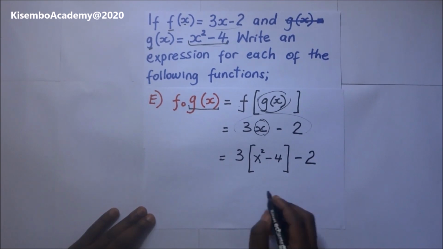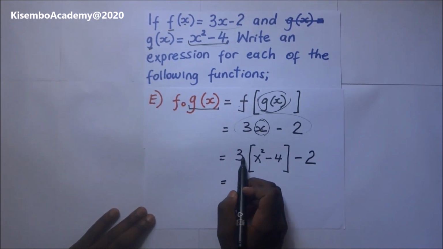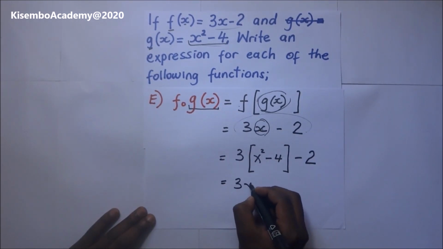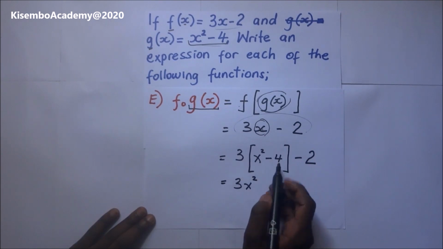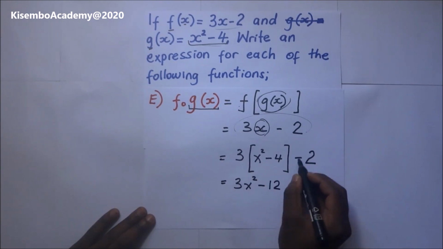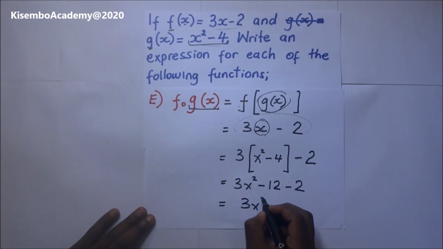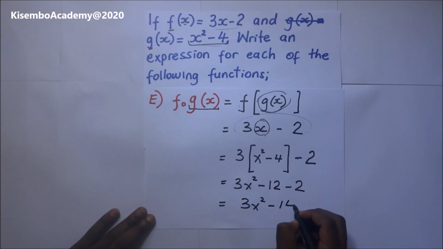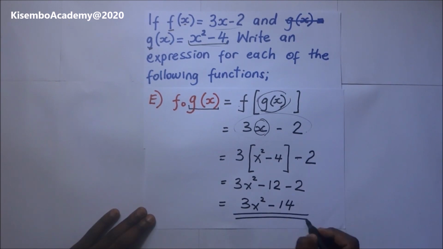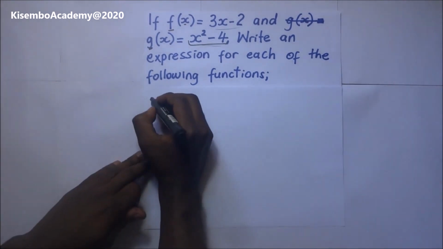And so we go ahead and simplify that. 3 times x squared gives us 3x squared, then 3 times negative 4 is negative 12, minus 2. We end up with 3x squared, negative 12 minus 2 is negative 14. That's pretty much it.